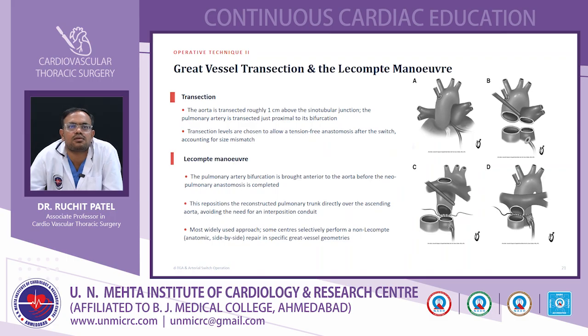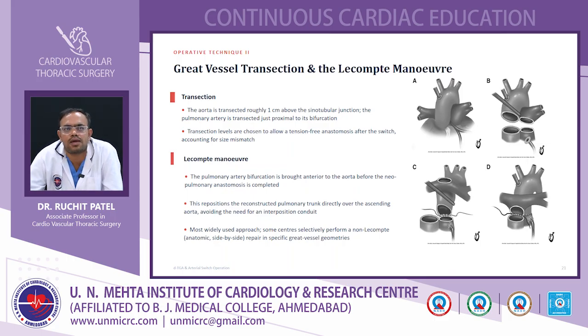Great vessel transection. The aorta is usually transected just above the sinotubular junction, and the pulmonary artery is divided just proximal to its bifurcation. The transection level is not a rule. It is usually chosen as per the coronary patterns, and the main purpose is to provide a tension-free anastomosis after the operation, and also to look for size mismatch, particularly in VSD cases with pulmonary hypertension, where the pulmonary artery is larger than the aorta.